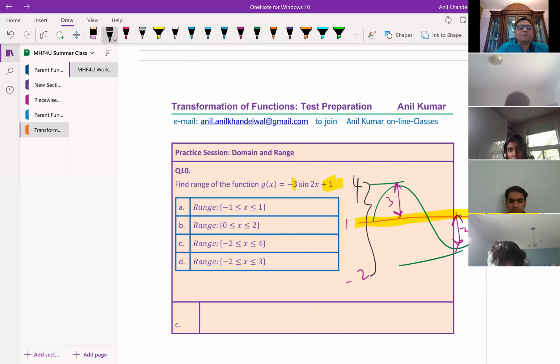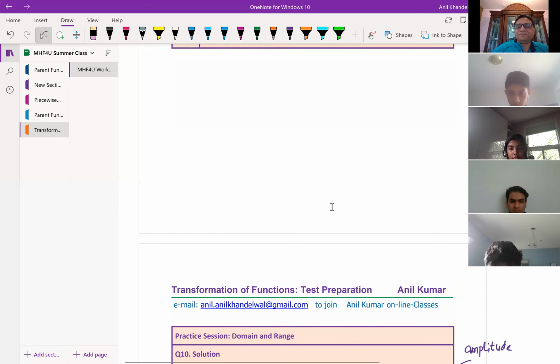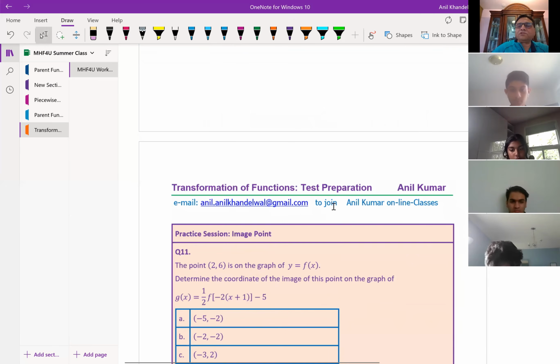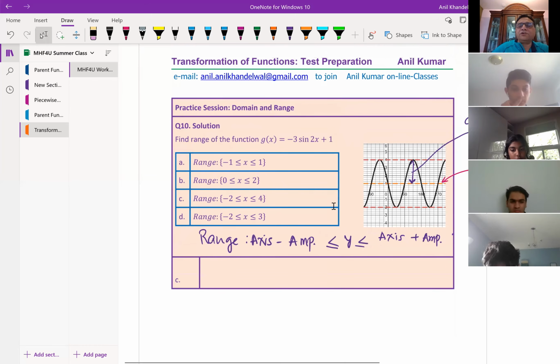Do you see that? And we get option C as the right answer. So make a note of this. How do we find domain and range when we have this sinusoidal function? Clear? So here there's a clean sketch of what I was telling you, right?